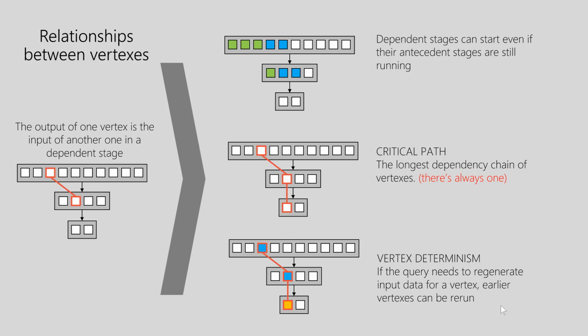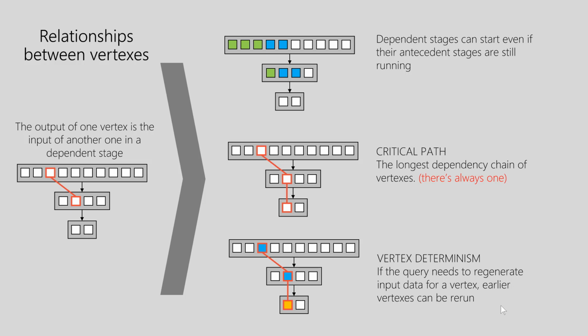You can see in the picture in the middle on the top, vertexes in the second stage can actually begin even while vertexes in its parent stage are still running. And that's because the data for those two running vertexes in the blue is already prepared, so they can start running. There's no point in waiting. So that's one thing that you'll probably see in the job graphs, is that child stages can begin even if the parent stage hasn't finished.